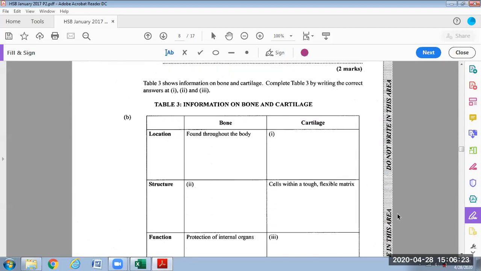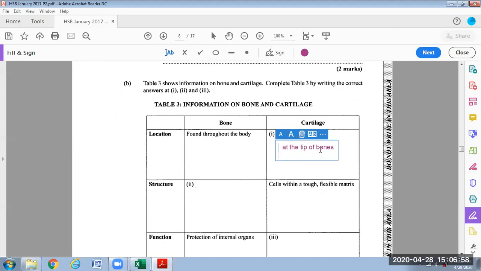Table 3 shows information on bone and cartilage. Complete table 3 by writing the correct answers. So bone, cartilage. Where is cartilage found? In many areas of the body. But where? You have to say at the tip of bones. Remember that it prevents friction, so it's found at the edges or the tips of the bones.